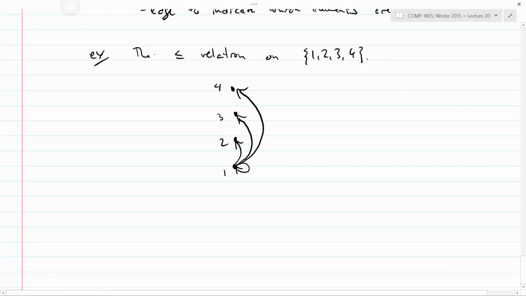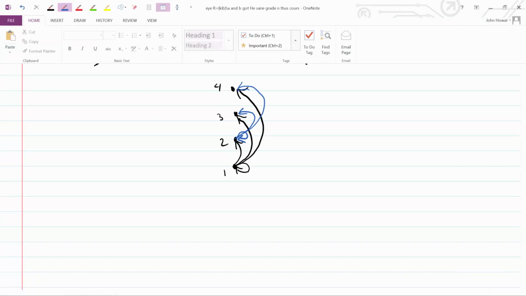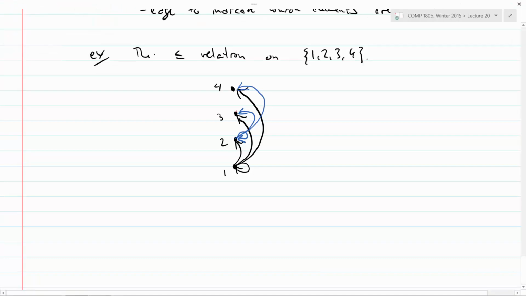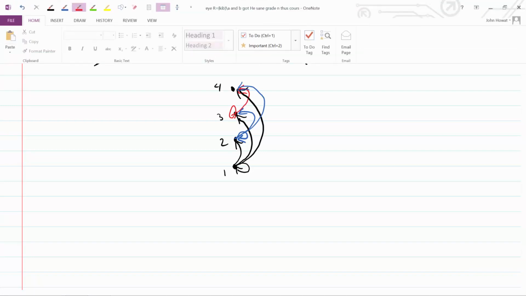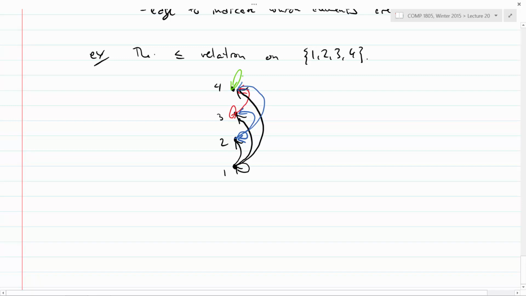All right, so now I'm going to start with 2. I know that 2 is less than or equal to 2. 2 is less than or equal to 3. And 2 is less than or equal to 4. Okay. 3 is less than or equal to 3. And 3 is less than or equal to 4. And finally, 4 is less than or equal to 4.